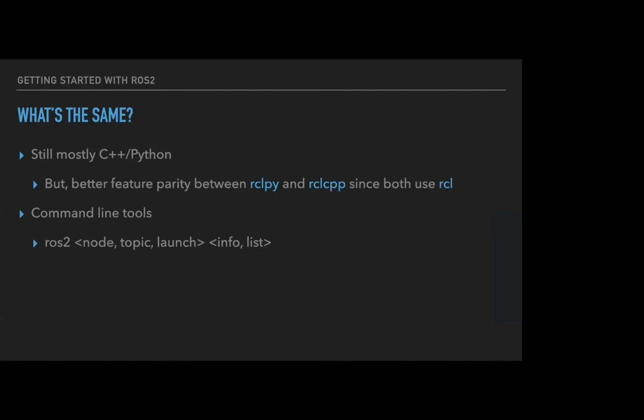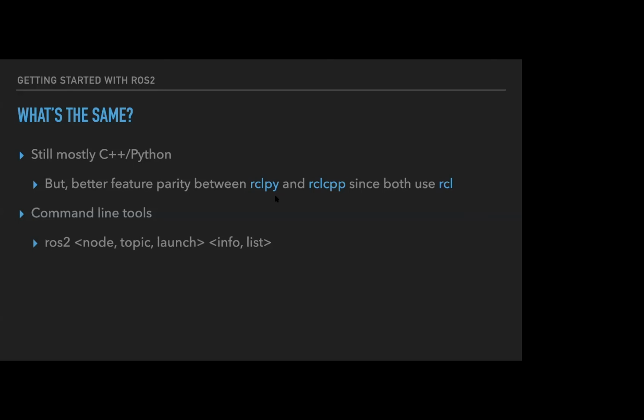So there's a lot of difference. What's still the same? It is still mostly C++ and Python. Again, there are lots of different client libraries out there, but the best maintained ones are going to be the C++ client library, which is rclcpp, and the Python one, which is rclpy.